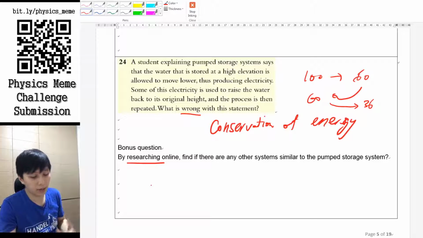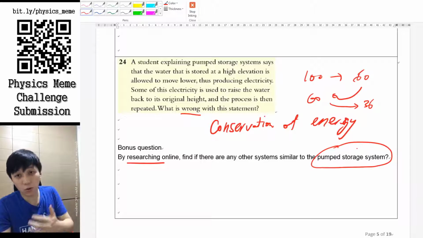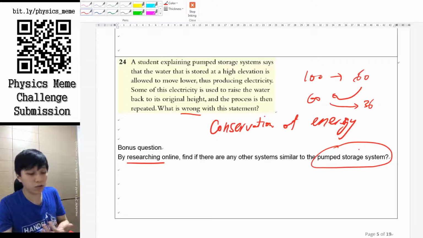So maybe try to spend 1 or 2 minutes to go on Google and try to see if there is any system that is similar to pump storage system. So that is to say, store the energy during the peak hours and maybe discharge them during the off-peak hour. So other than using water, what else can you use? From my own answer, of course I do have my own answer. I have 2 solutions. So see if you can find both of them.